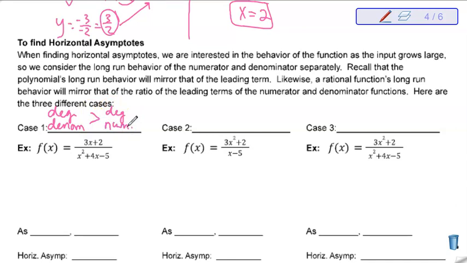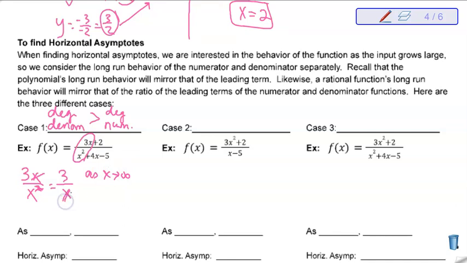So what we want to look at, talking about these leading coefficients, we don't care about anything else except for the lead terms. So I'm going to look at 3x over x squared. Now that is a fraction I can reduce. There's a common x that I can cancel out and be left with 3 over x. Now the question would be, as we go to our long-term behavior, what happens as x goes to positive infinity?